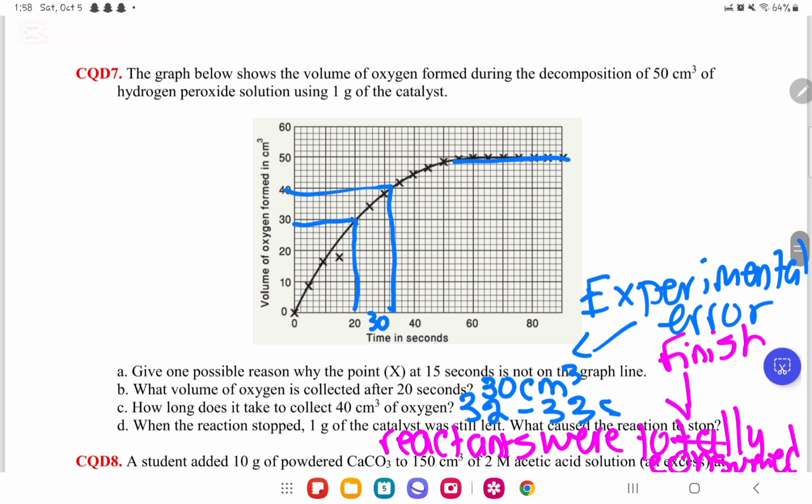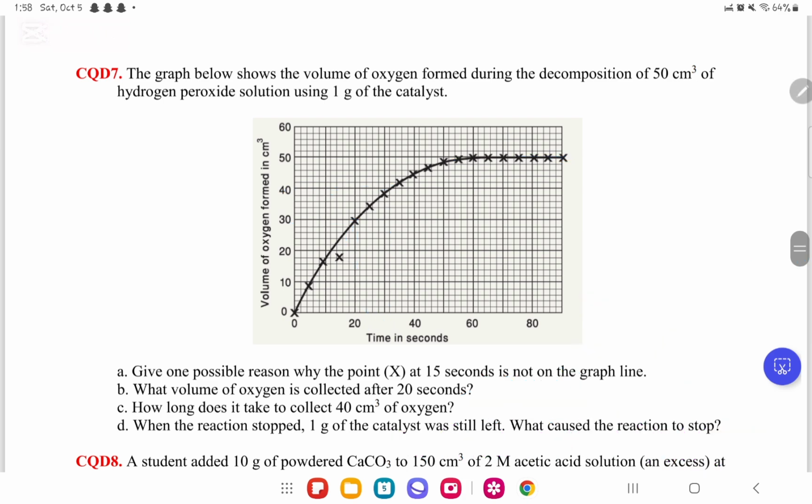consumed. So again, the reason for the error was an experimental error. He read it wrong. B is 30 centimeter cubed. C is between 32 and 33 seconds. And D, the reactants were totally consumed. That's for CQD number 7.